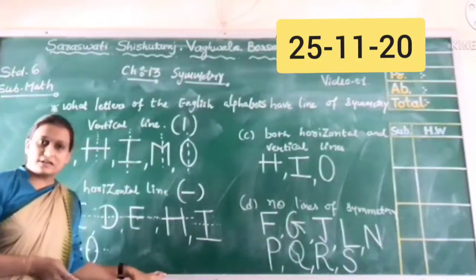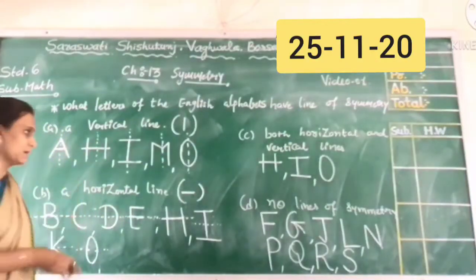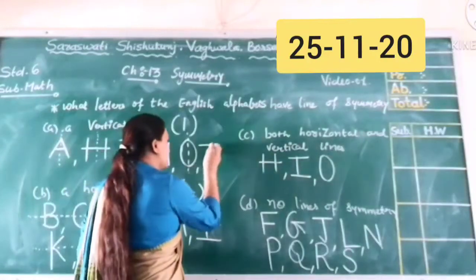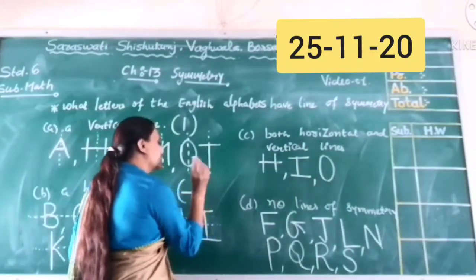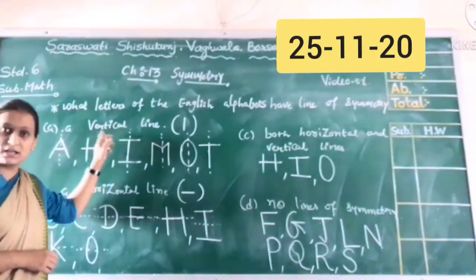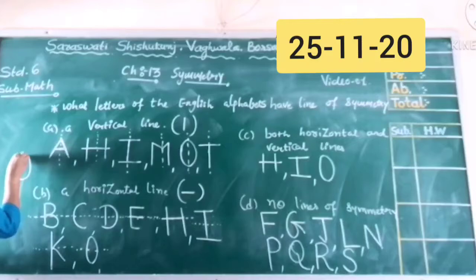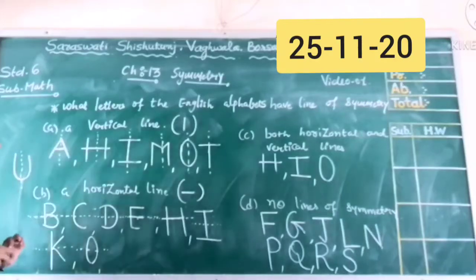Then after that T will come. In T we can draw a vertical line of symmetry. Okay. So T will come here. Then after that U. U also has a vertical line of symmetry. There is no horizontal line of symmetry in U. So U has a vertical line of symmetry.